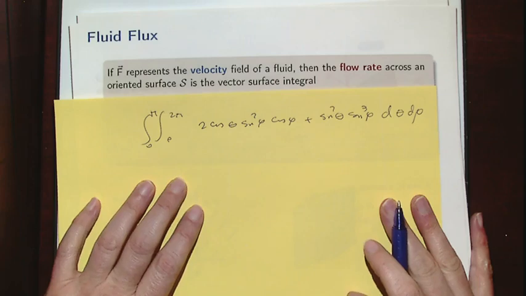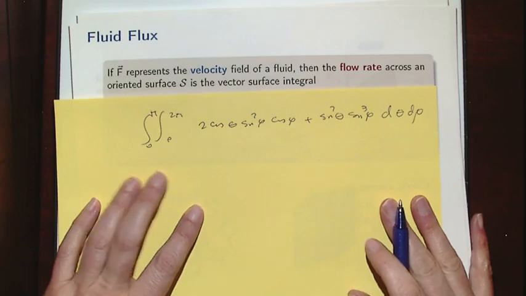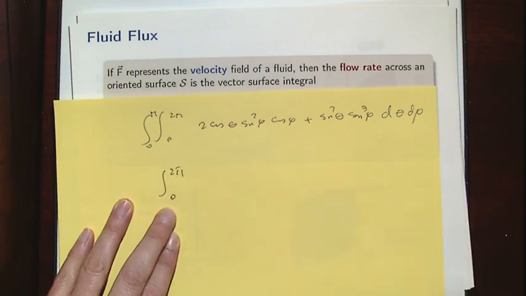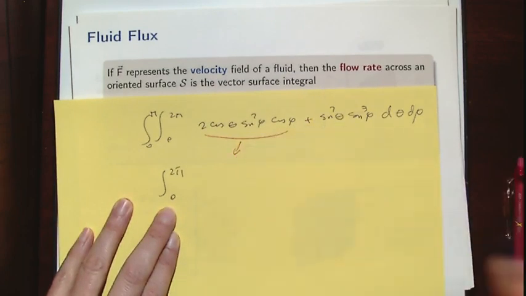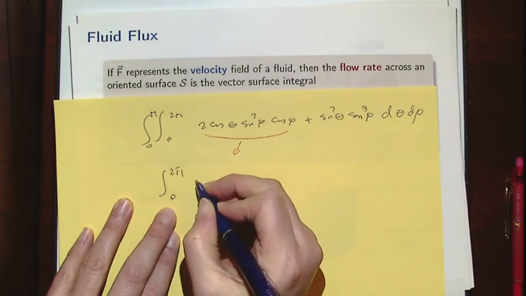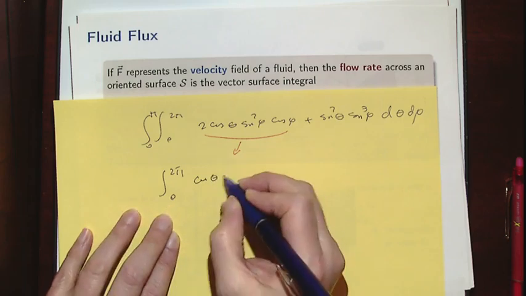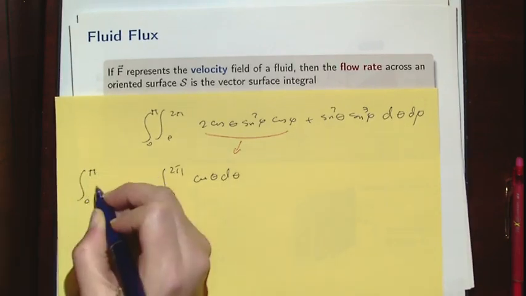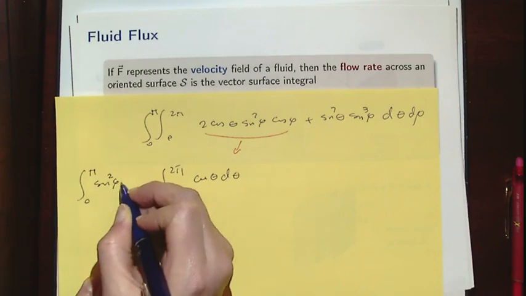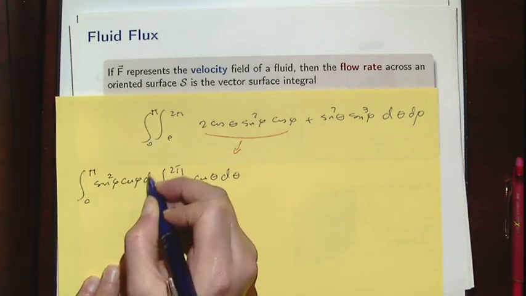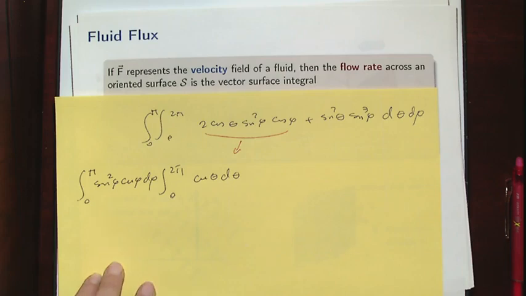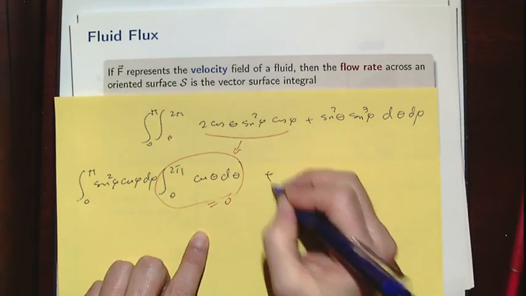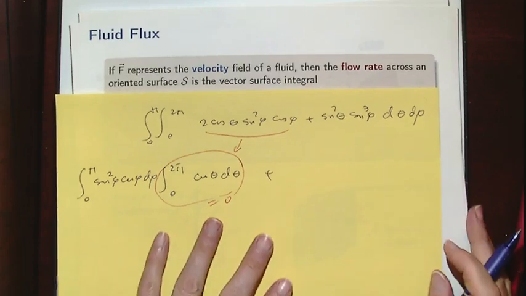Let's see if I can do something easy. You ready? I'm going to separate the first one as the integral from 0 to pi of cosine theta d theta, times the integral from 0 to pi of sine squared phi cosine of phi d phi. Agreed? Okay, what is that value? 0. And then let's see what I can do for the second one.